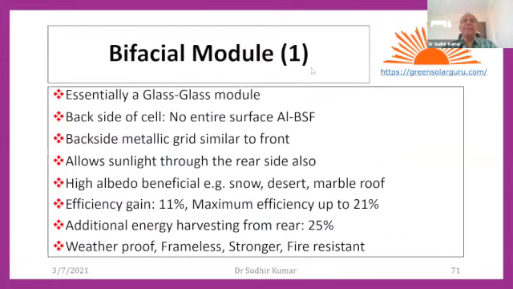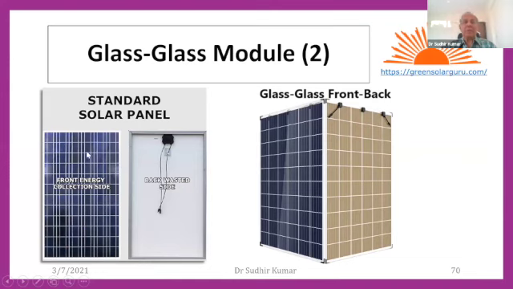Next one is bifacial modules. See, here on top is a metal grid, but the back side is just a metal paint kind of thing. But people have come out with a metal grid at the front and a metal grid on the back side also. Then the back side can also generate some electricity.